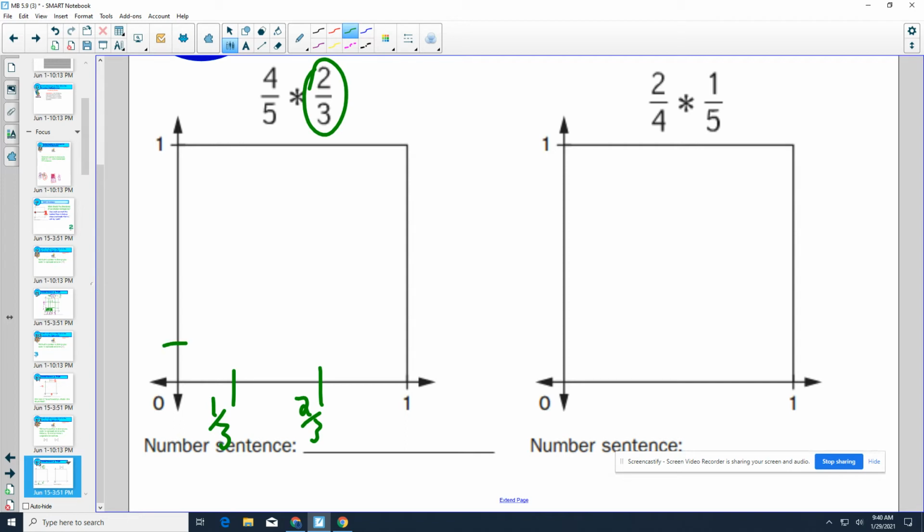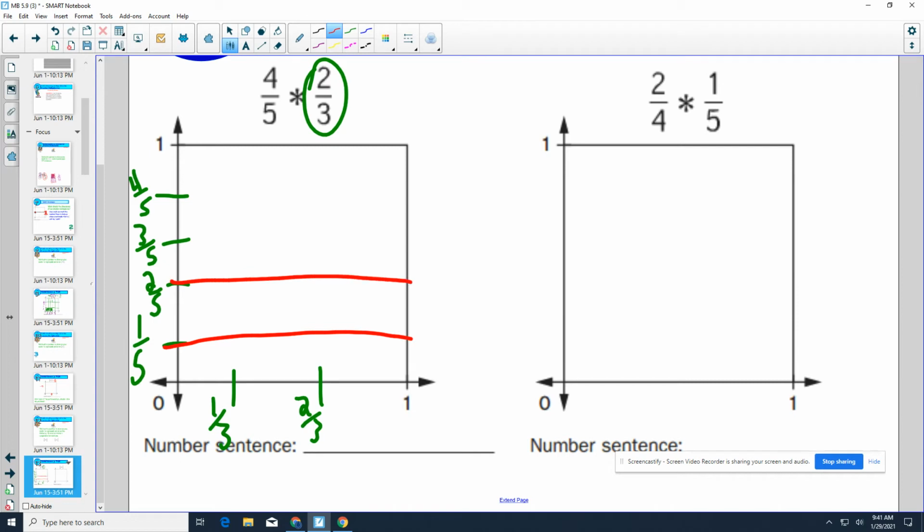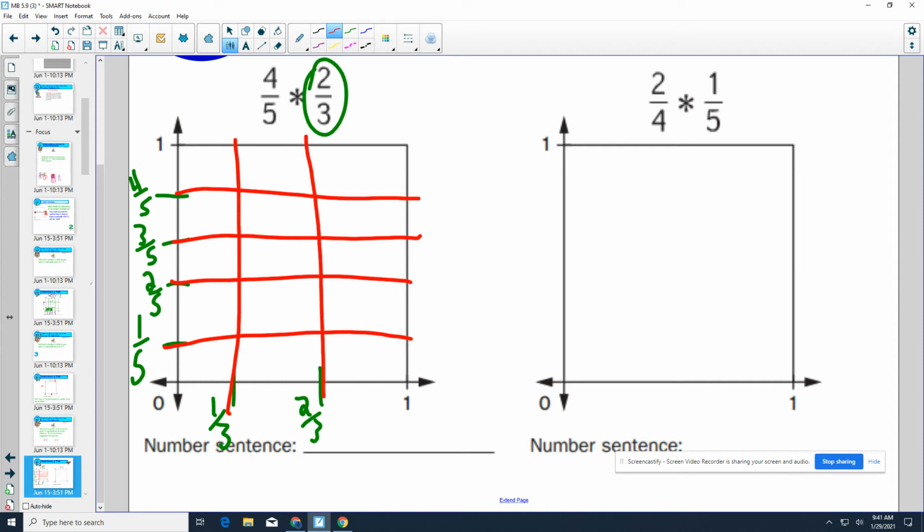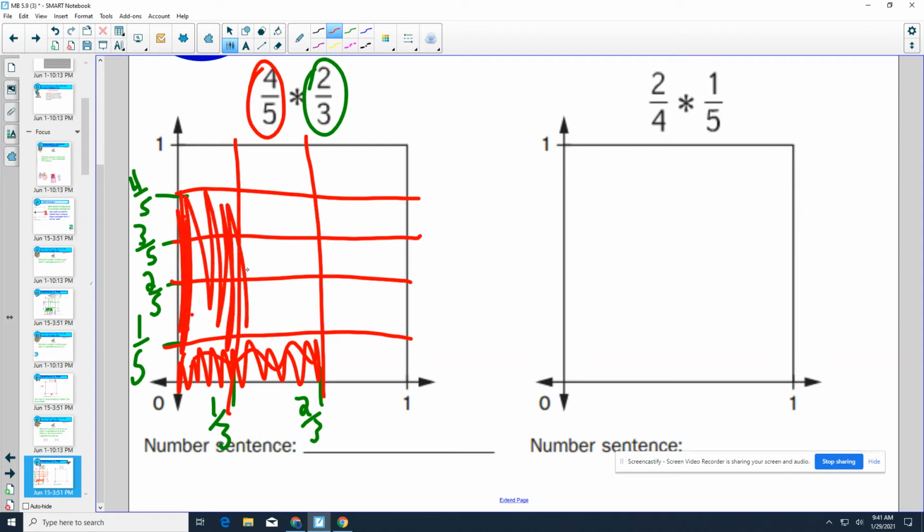And let's see, fifths. So 1, 2, 3, 4. So 1/5, 2/5, 3/5, 4/5. Okay, so I'm going to look at the first one after I make the grid here, and then I'm going to shade in 2/3. So it says shade over 2/3, so I go over to 2/3, I shade it in. Now it tells me 4/5, so then I go up 1, 2, 3, 1, 2, 3, 4, and I shade in. But I need to shade in all the way over to 2/3. Okay, that's the key there.